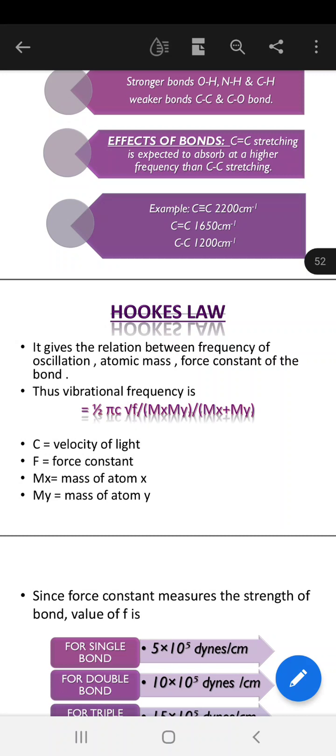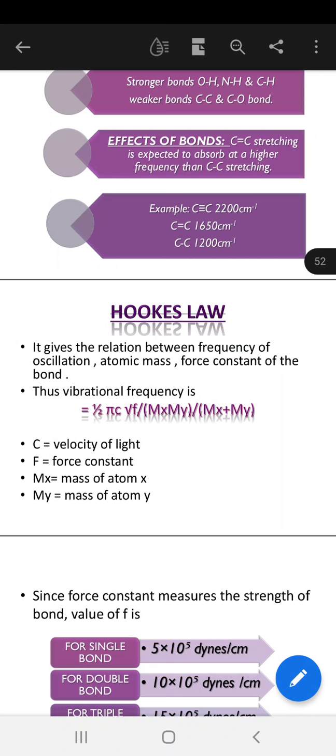The equation used, and in GPAT this question may be asked, for finding out the relationship between these three is your Hooke's law, and the equation is 1/(2πc) times the square root of f divided by mxmy/(mx+my). C is the velocity of light, f is the force constant, mx is the mass of atom x, and my is the mass of atom y.